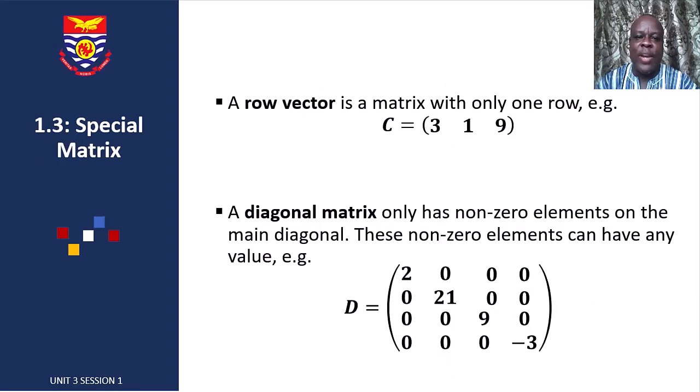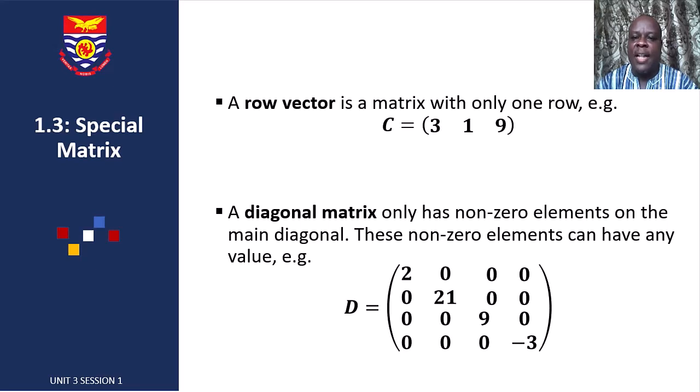Just as we have the column matrix, we also have a row matrix. In the row matrix, there is only one row. It is only the column that varies. So for example, matrix C is equal to 3, 1, 9. In this example, we have one row, but 3 columns. You can also have a situation where the row is 1, the columns are 2. You can have another one where the row is still 1, but the columns are 4.